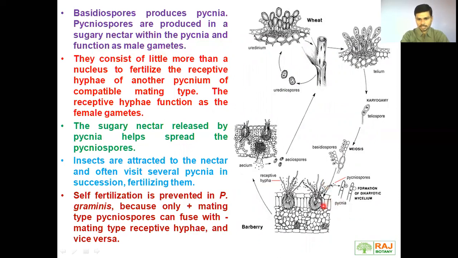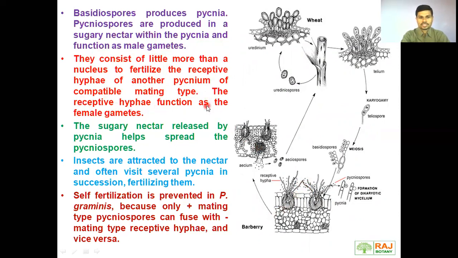These are the pycnia, and inside the pycnia is the production of the pycniospores. They consist of little more than a nucleus to fertilize the receptive hyphae of another pycnium. Here we can see the presence of two pycnia. This is the mating hypha of one pycnium, and this is the mating hypha of another pycnium, and these two hyphae are fused to each other. These two hyphae are compatible hyphae.